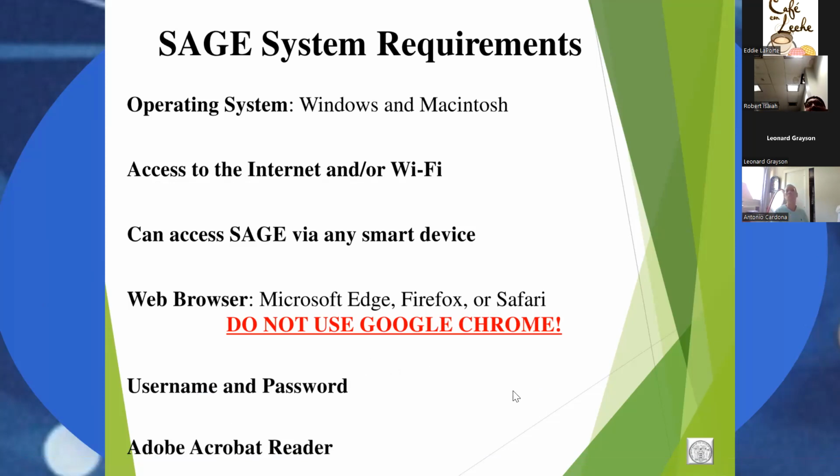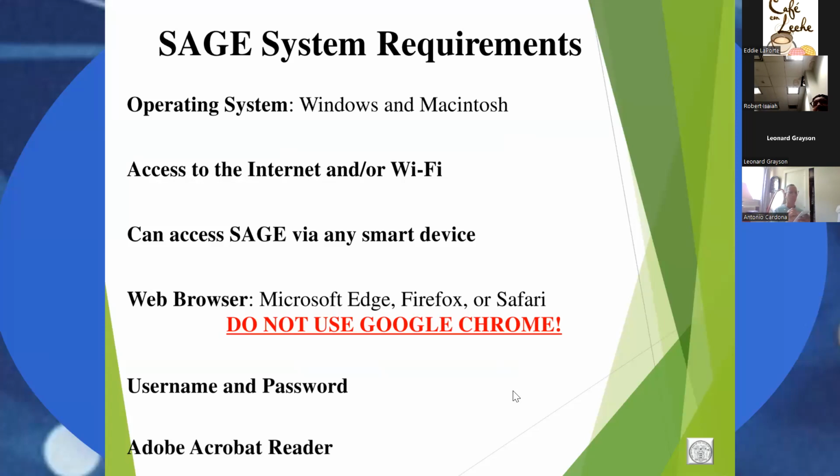Do not use Google Chrome. Why? Google Chrome and SAGE are not compatible. So when you start the review process and you start inputting information into SAGE, into the rating sheets, using Google Chrome, you're going to see that you're inputting stuff in there and you're going to save it and it's going to save for you. When we look at it at our end, there'll be nothing there. So you're going to have to re-input the information using either Microsoft Edge, Firefox, or Safari. So make sure that you do not use Google Chrome.